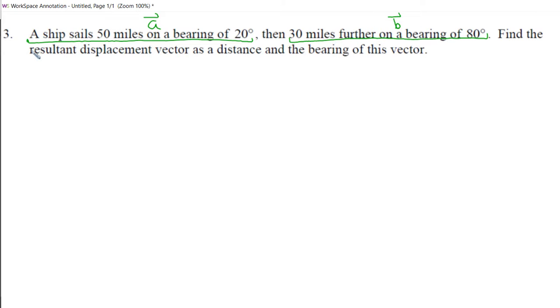And they want us to find the resultant displacement vector as a distance and bearing of its vector. So basically it means for us to find the magnitude and direction of the vector. Alright, so let's go for it. Let's do our vector A here.